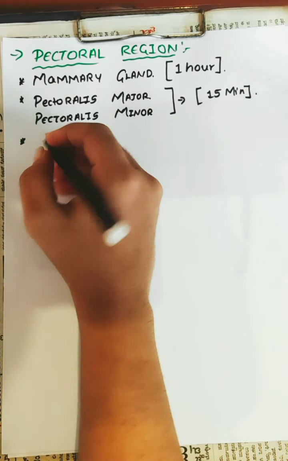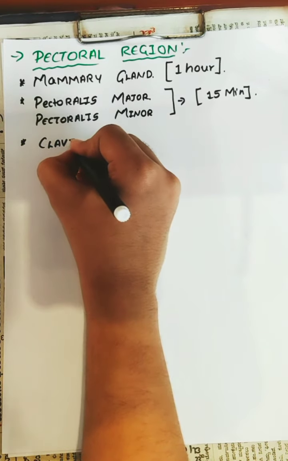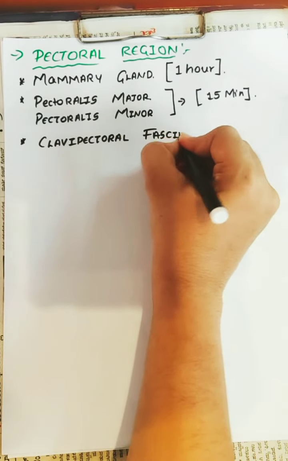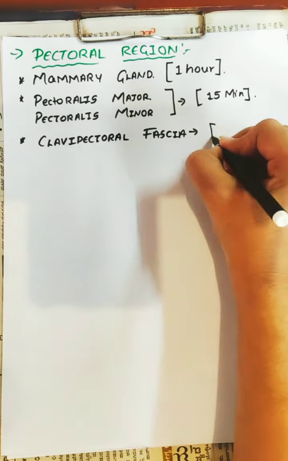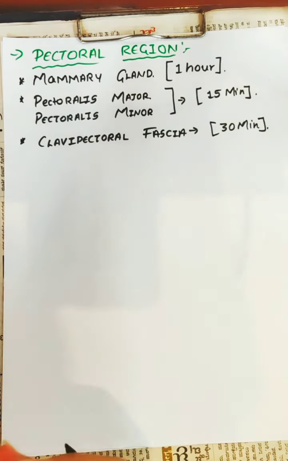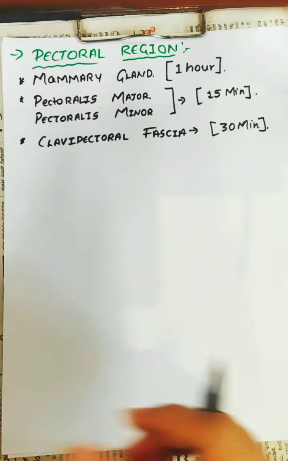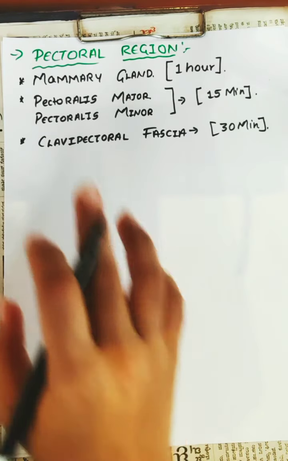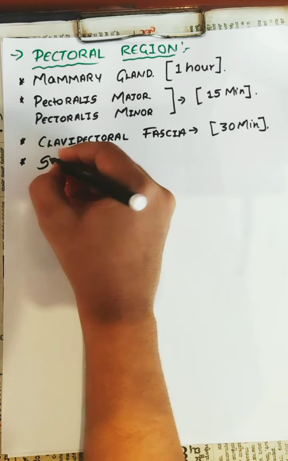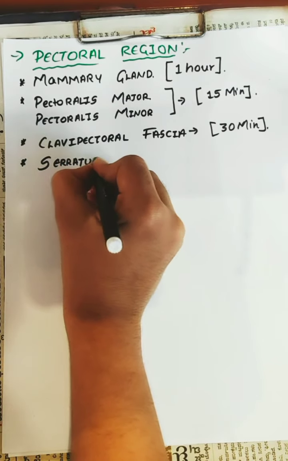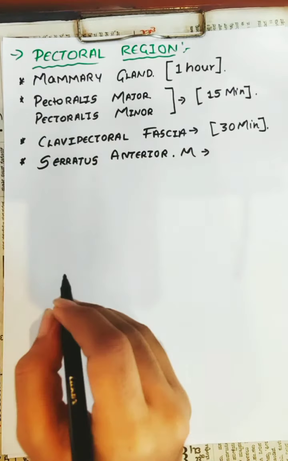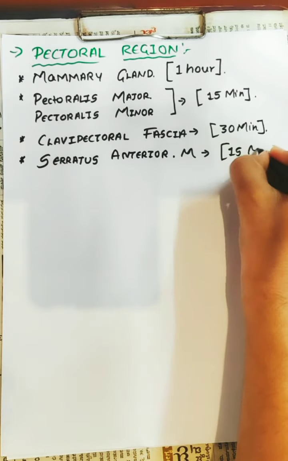The third important topic from this chapter is the clavipectoral fascia. Try to finish this topic within 30 minutes. It's not that big a topic. It's a very easy topic. You should know what layers are present in it, what muscles, what its attachments are, where it is located, everything. The last topic from this chapter you have to study is the serratus anterior muscle. Try to complete this topic within 15 minutes.